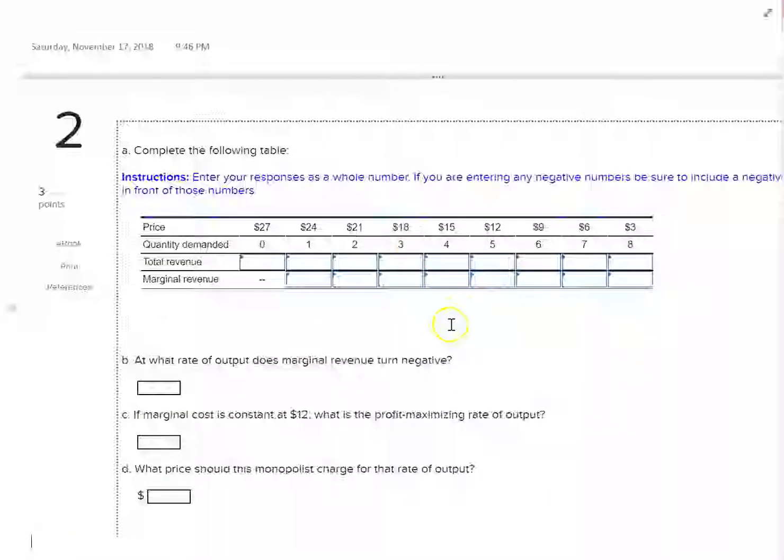Number 2 is going to ask you to do a lot of calculation with the information for the monopolist. Now, a lot of this looks the same. The formulas are the same. So total revenue is price times quantity. It's just a few things to just jot down here. Total revenue is price times quantity. Don't let that worry you.